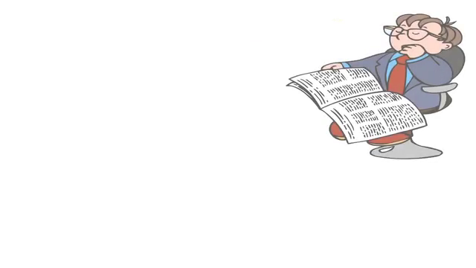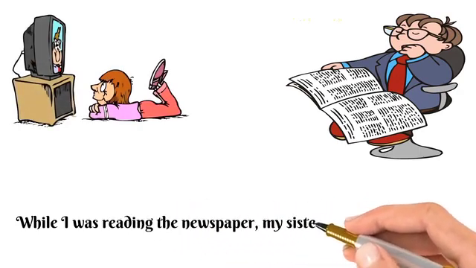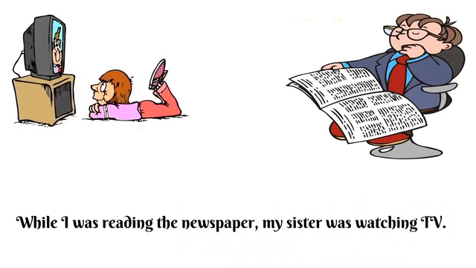In this example, while I was reading the newspaper, my sister was watching TV. So what are the verbs in past continuous here? We have two, was reading and was watching. So in this example, we have two actions that happened at the same time. So when we have two simultaneous actions, we use both verbs in past continuous to denote that they happened at the same time.